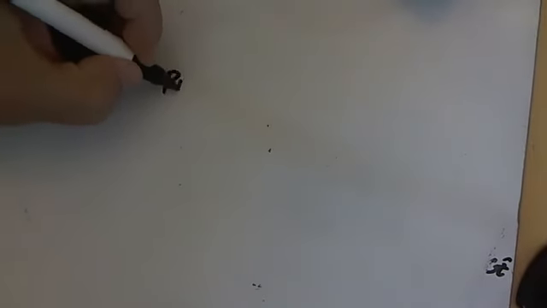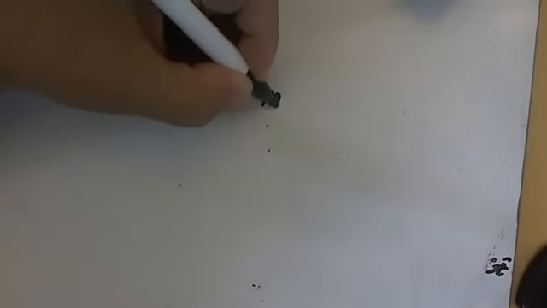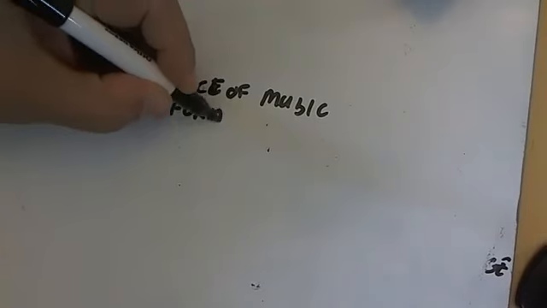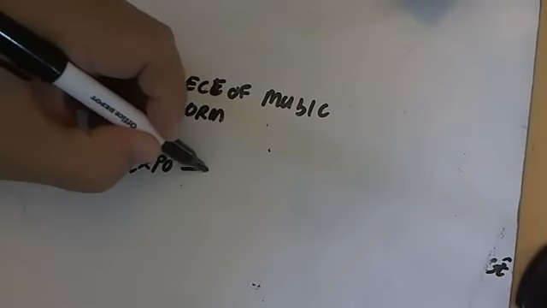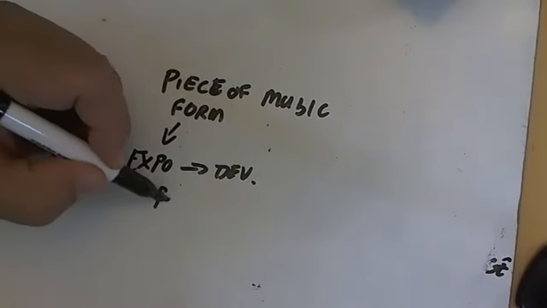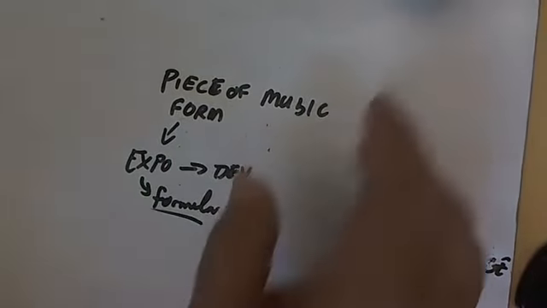Let me get back to this right here. So, what is a fugue? A fugue is a piece of music and a form. It's a form because the form is exposition and development. And the exposition has a formula inside of it, which is that diagram right there. Okay, so that's the answer.